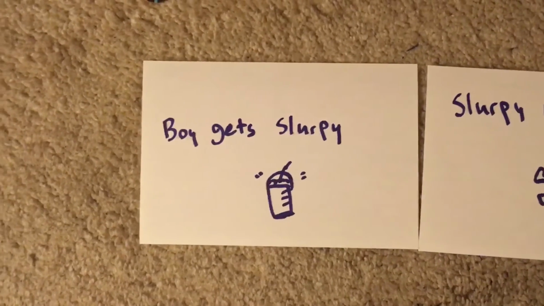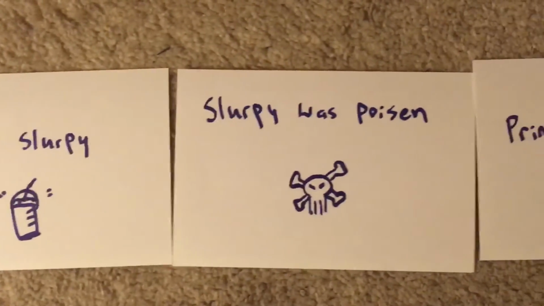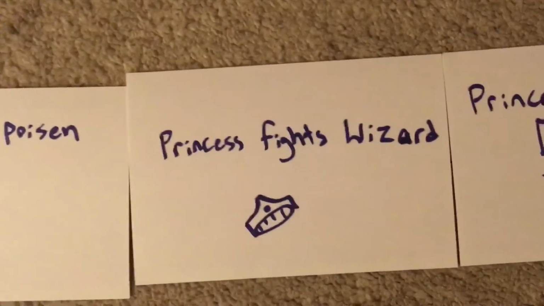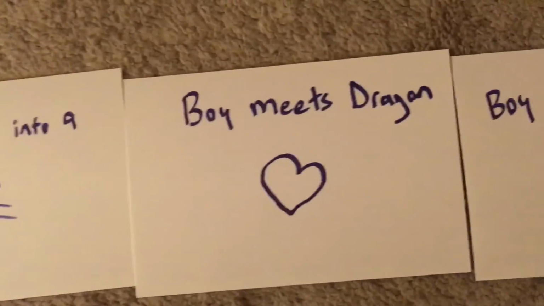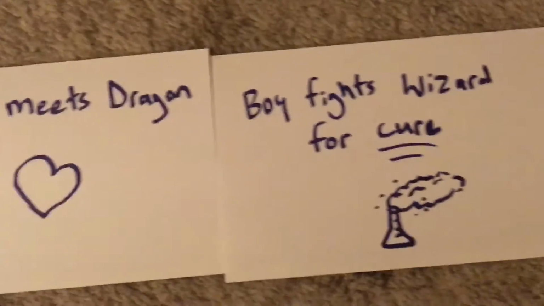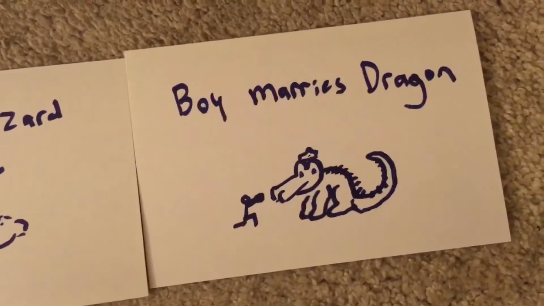So in conclusion, our story begins with a boy getting a Slurpee only to realize that the Slurpee was poison. Meanwhile, a princess fights off a wizard only to be turned into a dragon. Luckily, they finally meet up with each other, the boy fights the wizard for the cure, and they live happily ever after. And those are essentially the basics of the outline method.